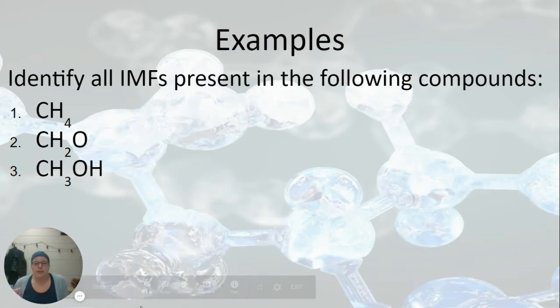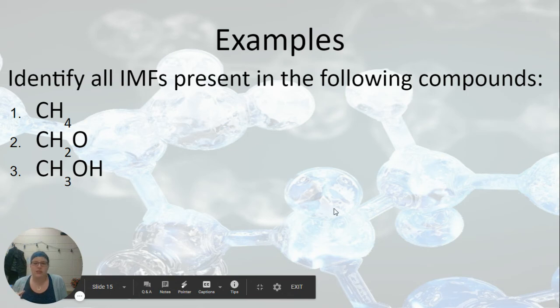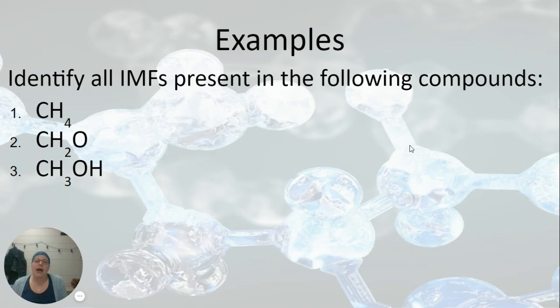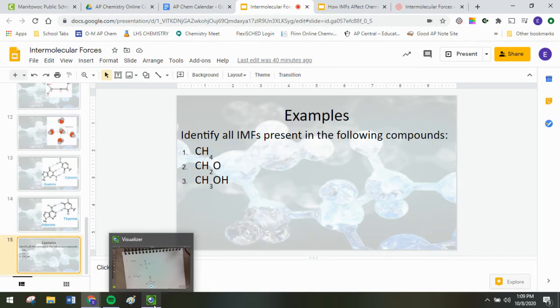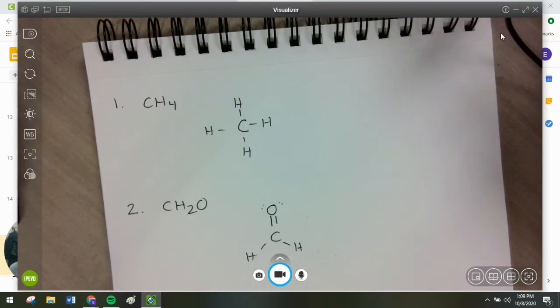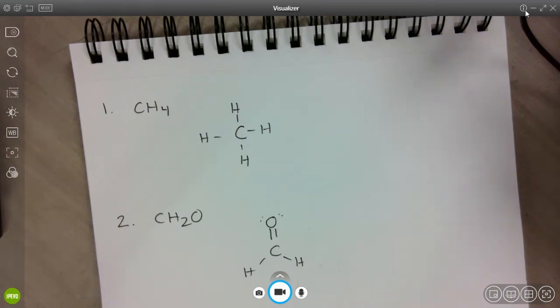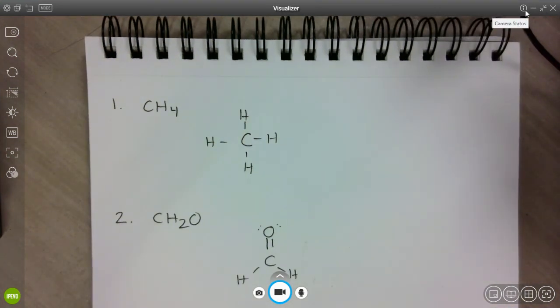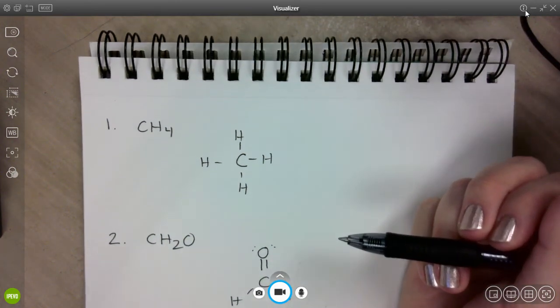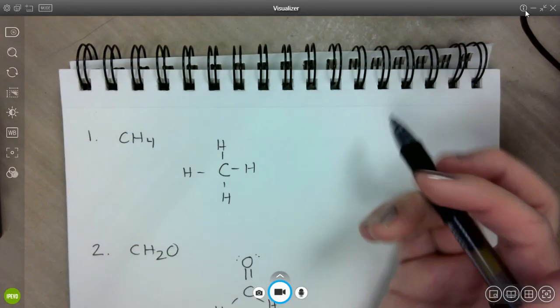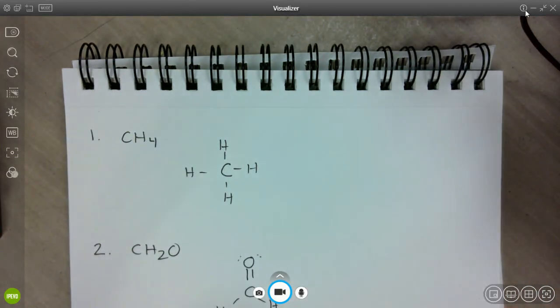So in a previous presentation, I had asked you to draw 3 Lewis structures, and we are going to now identify the intermolecular forces that go with that. We're going to take a look at your Lewis structures and see if we can identify the intermolecular forces. Okay, so to start off, number 1 is CH4. It's methane. You've probably heard of that before. This is the Lewis structure for CH4.